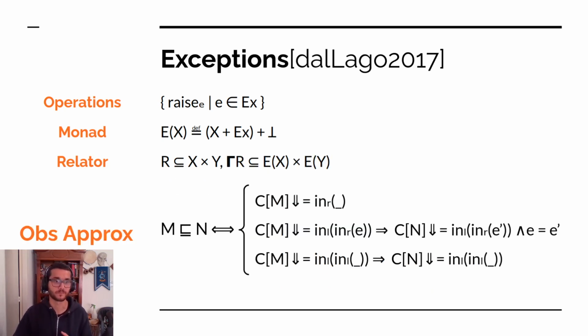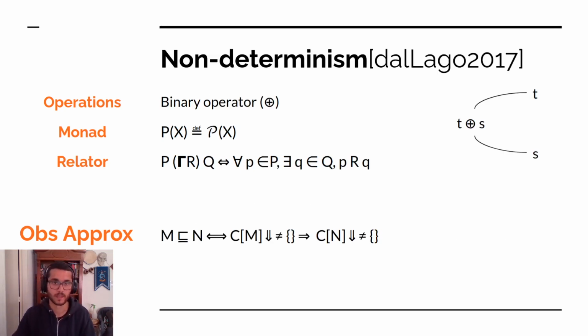Putting it all together and unfolding the definition of observational approximation, we have that M is approximated by N if and only if in any context either M diverges or raises an exception, and then so does N, or M terminates and then so does N. And we can do the same for other kinds of effects.